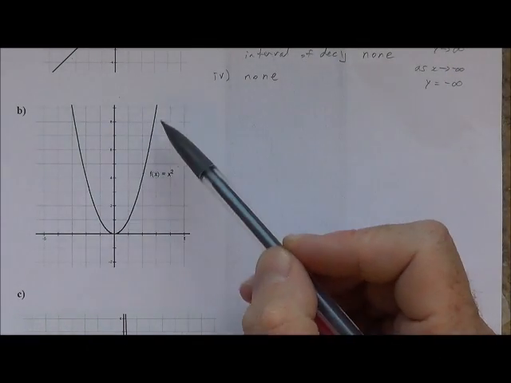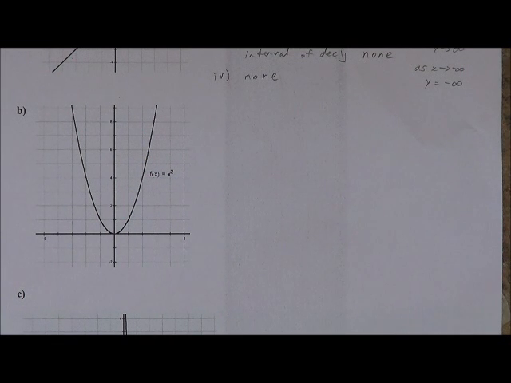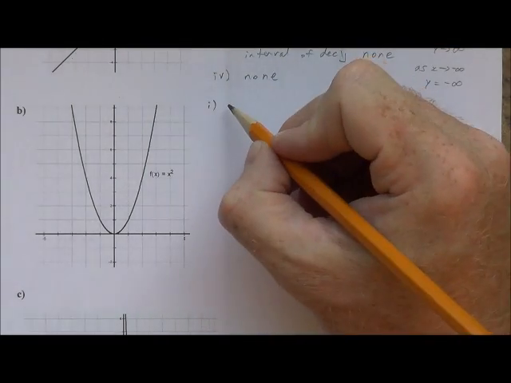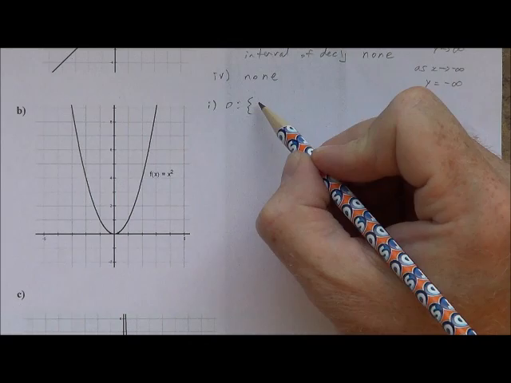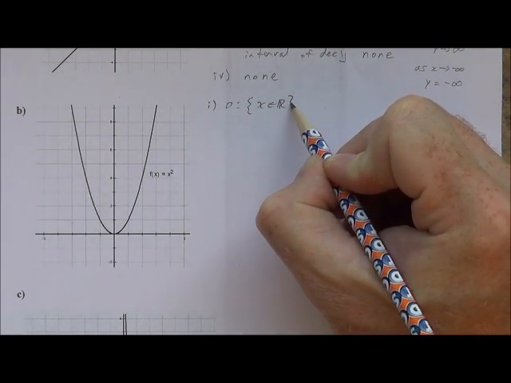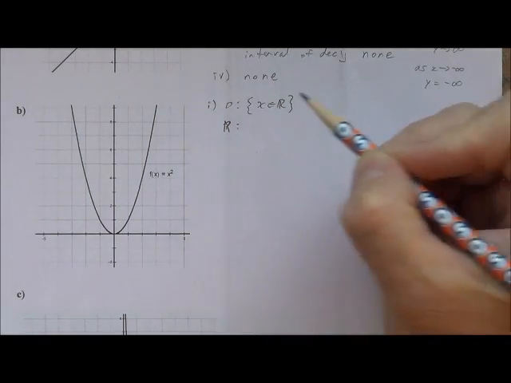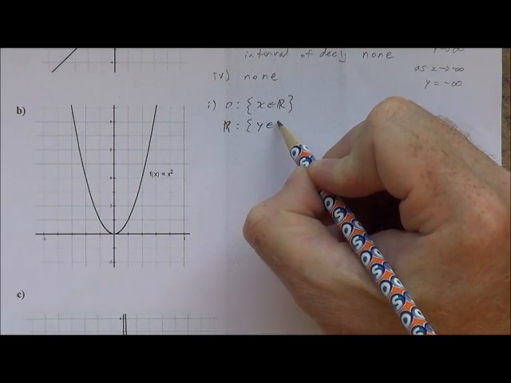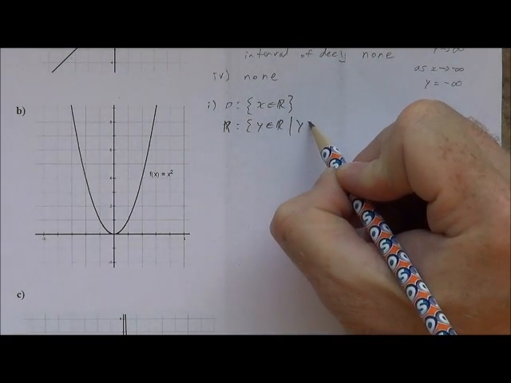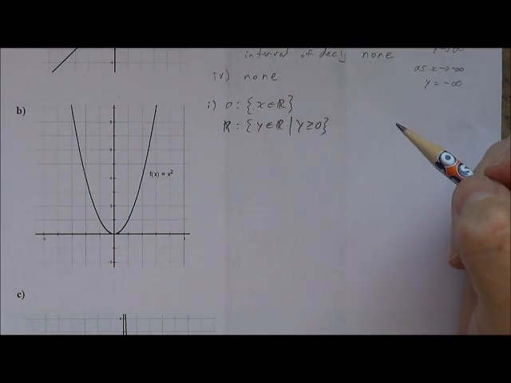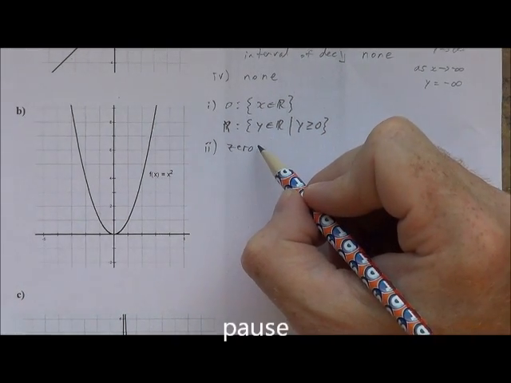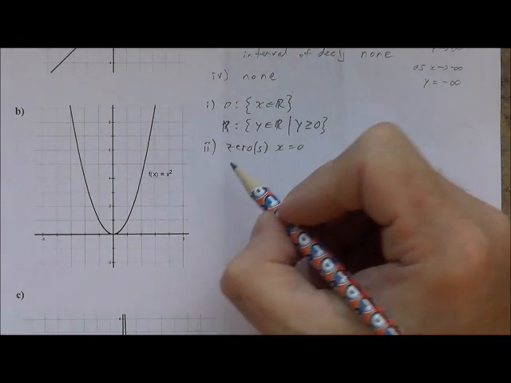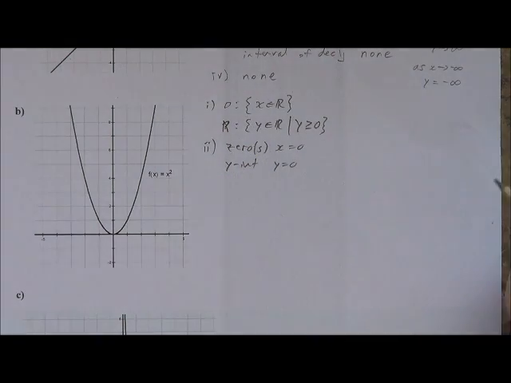And we see that we have a parabola with the vertex at the origin. And so we'll go through the same things again, the domain and range. So the domain, x is an element of all real numbers. The range, y is an element of all real numbers such that y is greater than or equal to 0. We'll take a look at the zeros and y-intercepts. So the zero in this case, x equals 0, and the y-intercept, y equals 0.